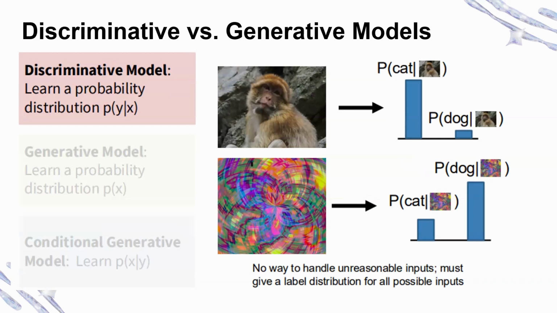A problem with this is that discriminative models are rather not flexible. If we define in the very beginning that there can only be class cat or class dog, then later on, if you feed it a random image of a monkey, it will still try its best to assign cat or dog, because that's all it will ever know. It's constrained, so it doesn't know how to handle unreasonable inputs and will try to give a label distribution for all possible inputs. You can see that this is a huge shortcoming in terms of image understanding.